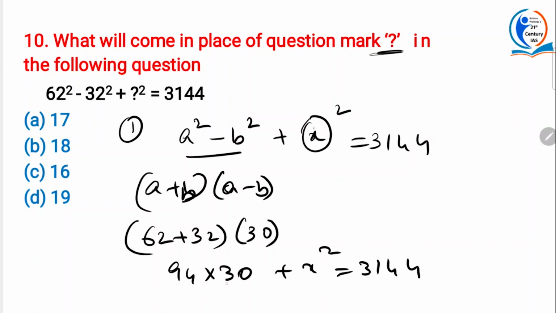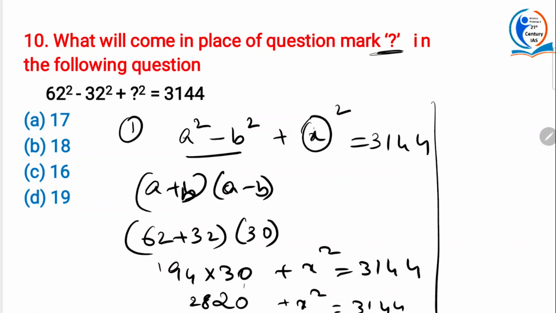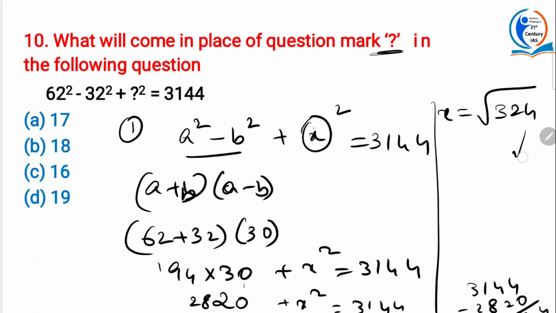Now, what is 94 into 30? 3 4s are 12, 3 9s are 27, 28. So, 0 will come down plus x square is equal to 3144. Now, what is the value of x? X is equal to root over 3144 minus 2820. So, how much will you get? 4, 2, 31 minus 28 is 3, 324. Now, what is root over 324? It has to end with either 8 or 2. Okay, units place of this square root should end with 8 or 2. Okay, so here if you observe this, B is the answer.